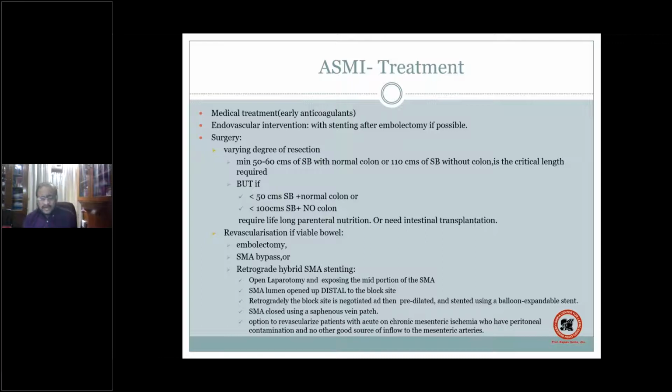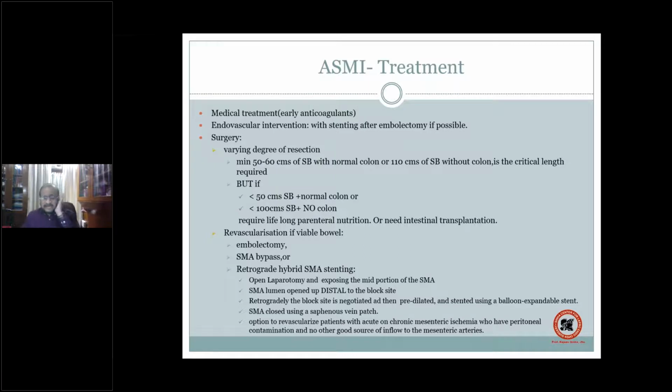Now remember, you have to have a minimum of 50 to 60 centimeters of small bowel with normal colon, or 110 centimeters of small bowel without colon, because that is the critical length which is required for sustaining the life of a patient.